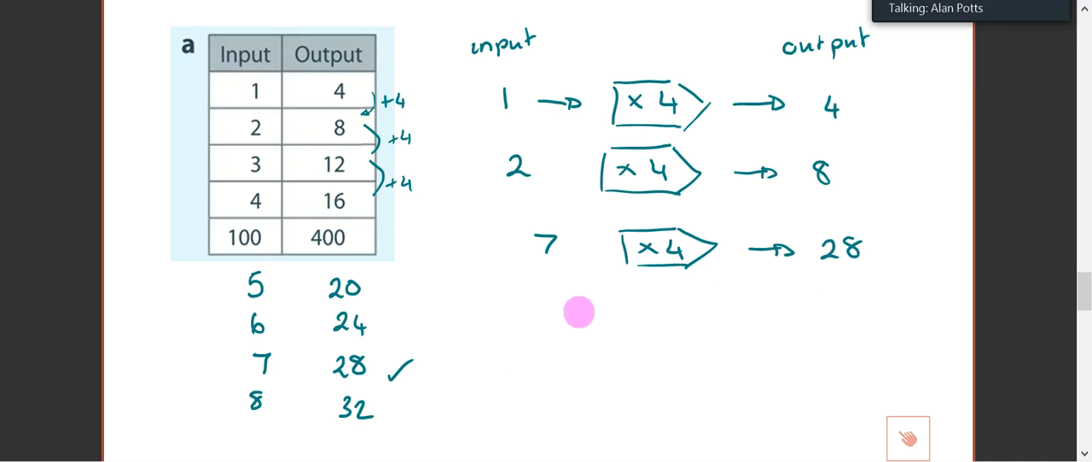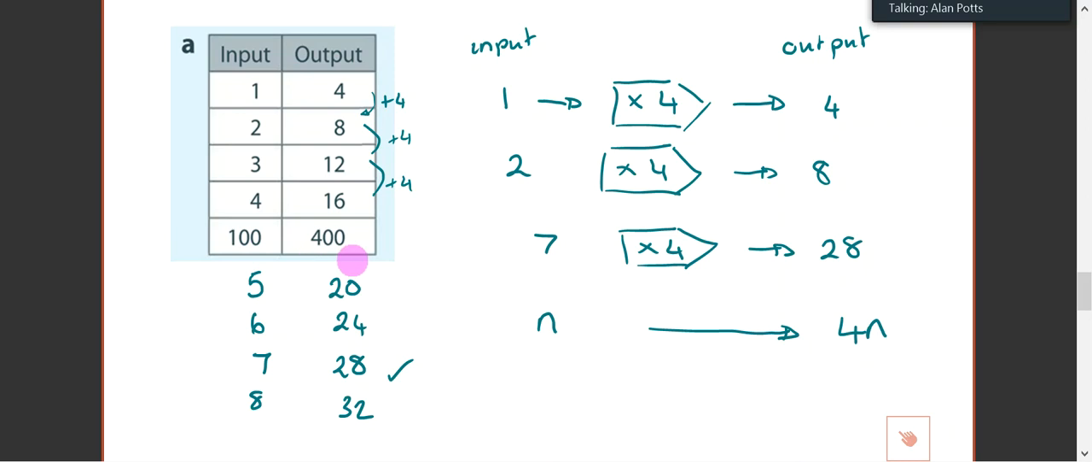So, would anyone like to have a go at what you think? If n is the input, what's the correct output? Cora? No, just the 4n. Yeah, because that's all we're doing. There is no plus 4. Those other ones are a little bit more complex than this one. Okay, does that work with the 100?